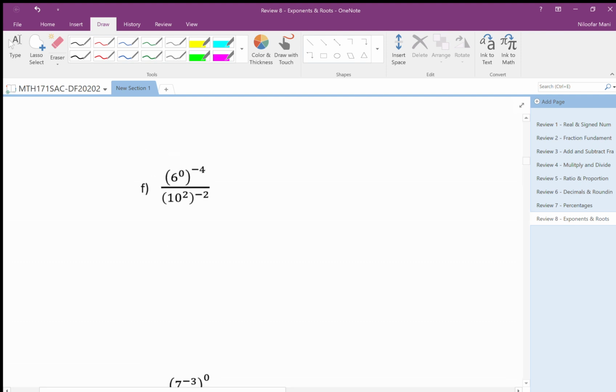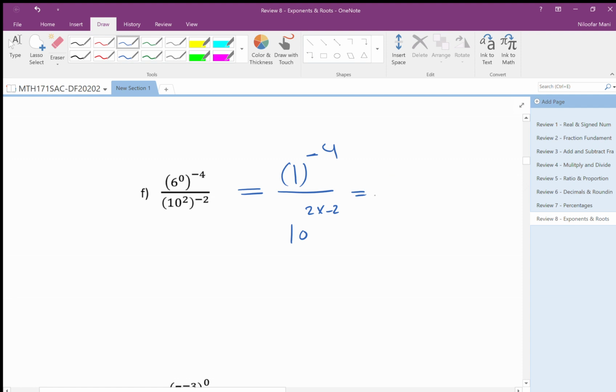How about here? What is 6 power 0? 6 power 0 is 1. 1 power that divided by 10 power 2 times minus 2, which is, what is 1 power minus 4? It's just 1. Okay, I can maybe just show it this way and continue. 10 power minus 4. Now I tell you I want to see everything as positive exponent, for example.